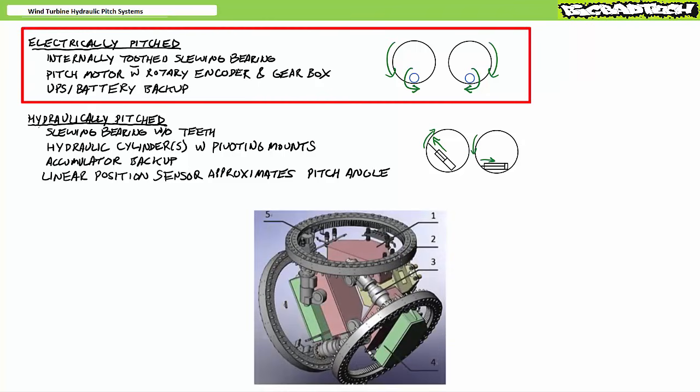An electrically pitched turbine uses an internally toothed slewing bearing, similar to the yaw ring, and a motor-driven gearbox and pinion gear. When the motor turns in one direction, the blade is pitched forward, and when the motor is turned in the other direction, the blade is pitched back. In the event the turbine loses power, an electrically pitched turbine needs to operate using an uninterruptible power supply, or UPS, and battery backup system, so it can pitch the blades to a feather position and decelerate the rotor.